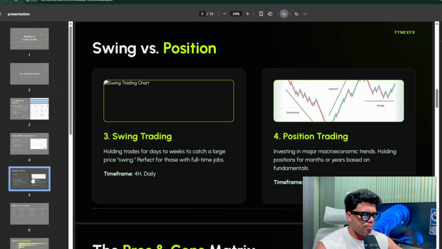So the next one, swing versus position, the swing and the position trader. So what is a swing? The swing trader holds trades for days or weeks to catch the large price swings, perfect for those with a full-time job.